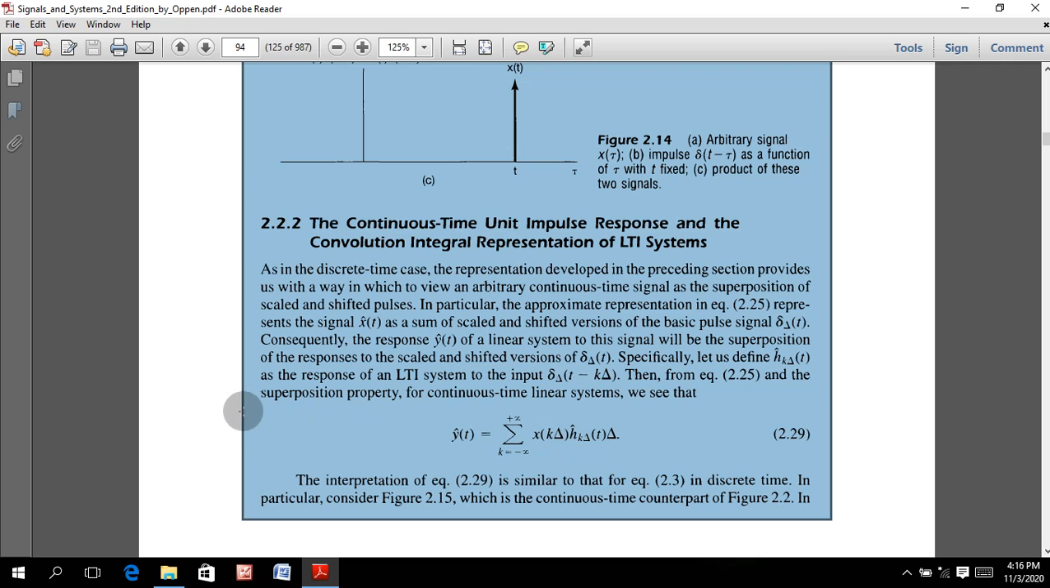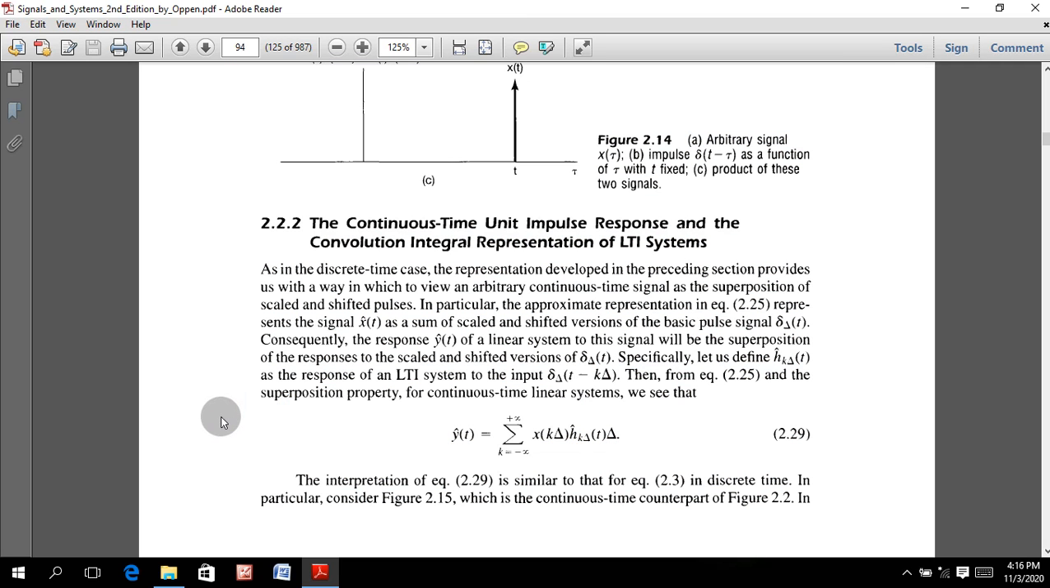X k del, where del tends to 0, and h tau k del t tau. Now this h tau k del t tau is nothing but the impulse response of this specific impulse signal. The same process that we have taken in case of discrete time, we are taking the same method to understand the output signal in case of an LTI system, where the input signal can be rewritten.